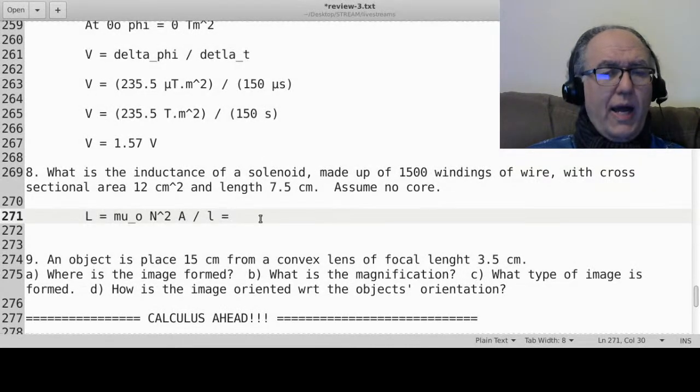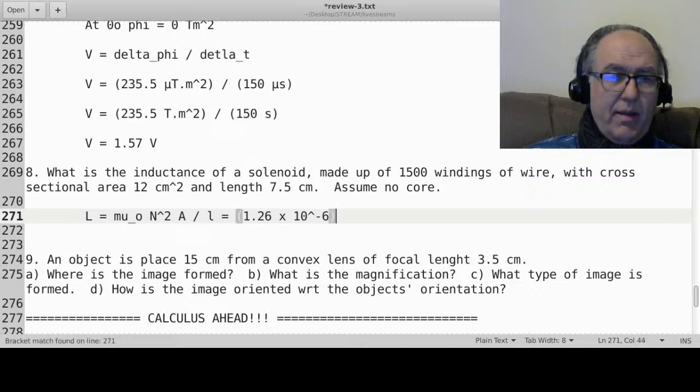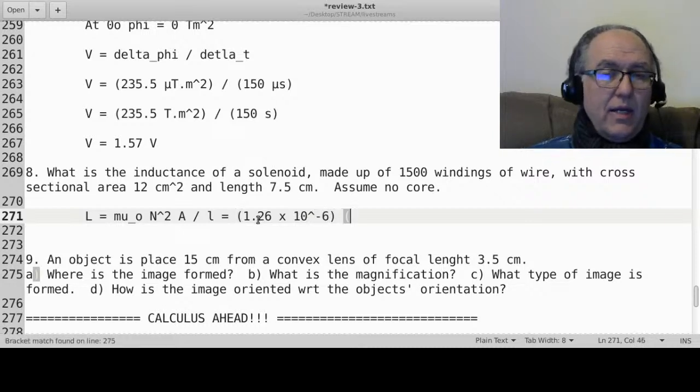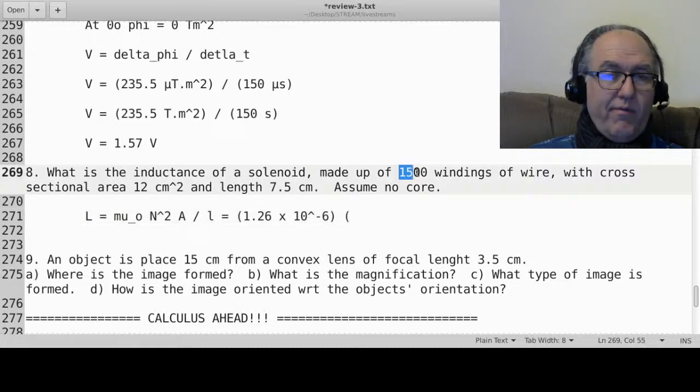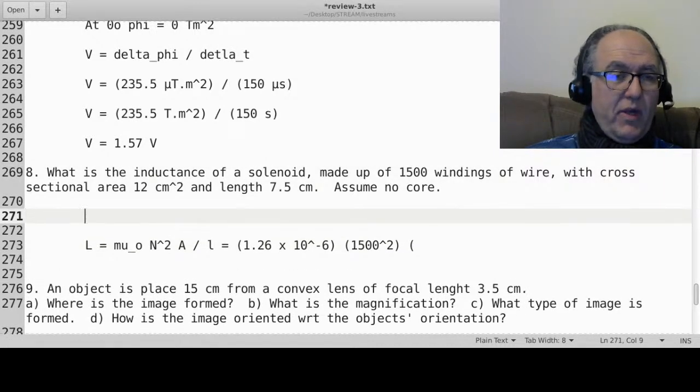All right, so mu naught is 1.26 times 10 to the negative 6, in MKS units. N is the number of windings. It's 1500, and that is squared, so we're going to have to square that number. A is the area, and the area has to be in meters squared, and so we've got to be very careful here.